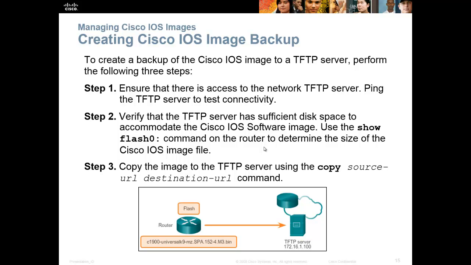So it's always copy from to. And there's only 4 commands that could be the from and the to. It's either flash, or start, run, or TFTP. And remember, TFTP is the only one that sends it outside the router.